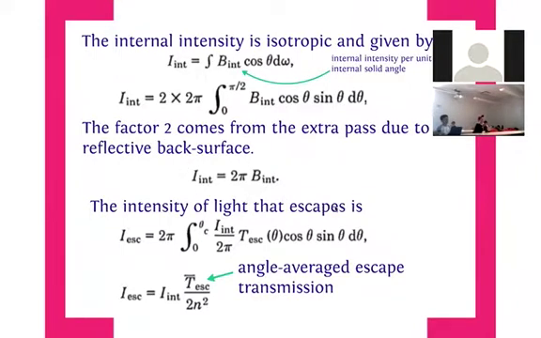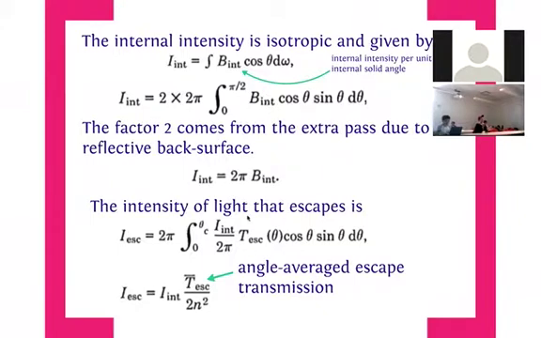Now, the intensity of light that escapes, going out through the escape cone, is the same integral here without the 2. We don't have to worry about the 2 because there's no back reflection after it escaped. Secondly, the integral is now done over the critical angle, not the full 90 degrees, so you go from 0 to theta c. Otherwise, the integral is basically the same: cos theta, sin theta, d theta.